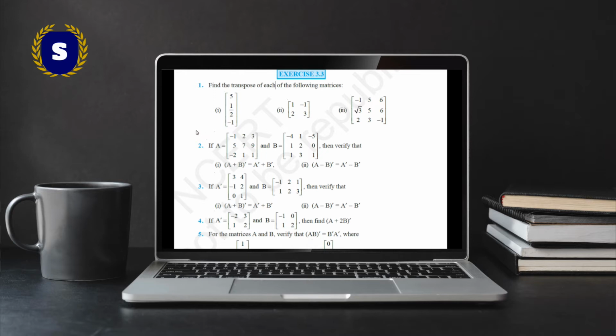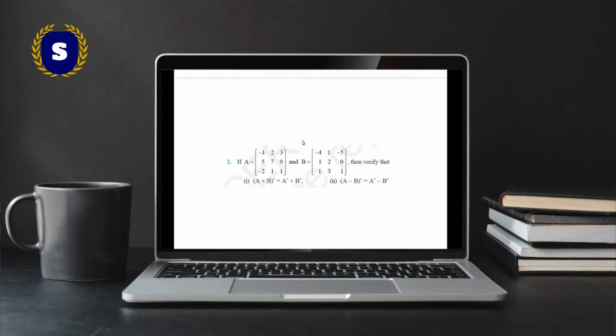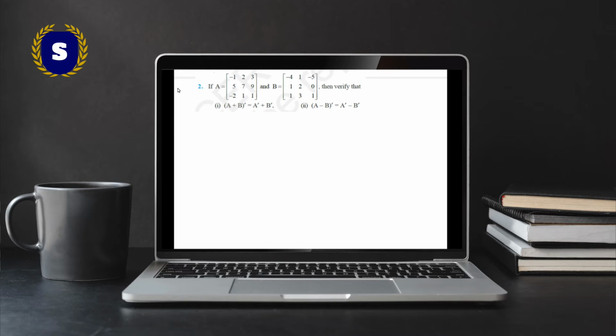We are given two matrices A and B and some equations we need to verify. Let us solve this question. And see, left hand side of this equation, first part, we can calculate easily by adding up the matrices and getting its transpose. For right hand side, you need to calculate their transpose first. So let us solve right hand side first.